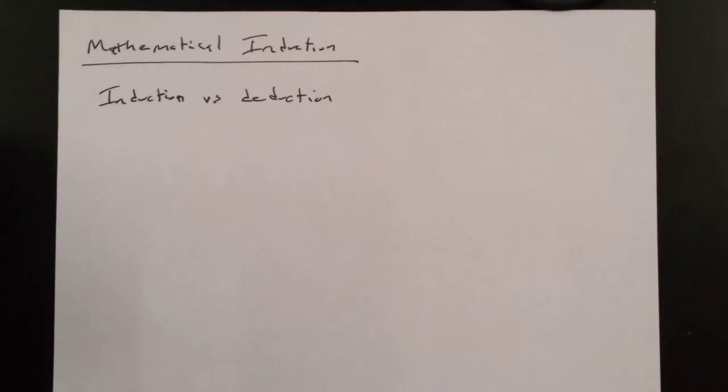Inductive arguments are the reverse of those. I'm going to start with a bunch of examples and try and create a rule from them. So when I deduce, I start with the rules and I then look at my example. When I induct, I start with a bunch of examples and I try and create a general rule. So I'll start with a conjectured idea.